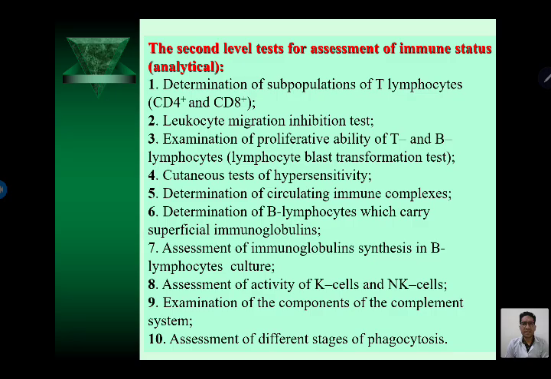determination of the B lymphocytes which carry superficial immunoglobulins, the assessment of immunoglobulin synthesis in B lymphocyte culture, the assessment of the activity of K cells and natural killer cells, examination of the components of the complement system. Number 10 is an assessment of the different stages of phagocytosis.